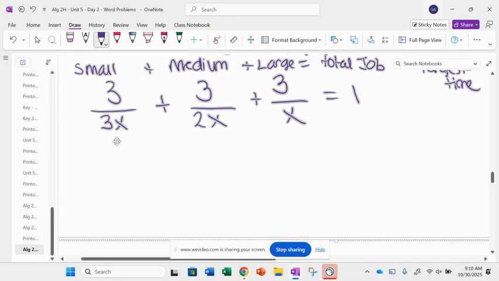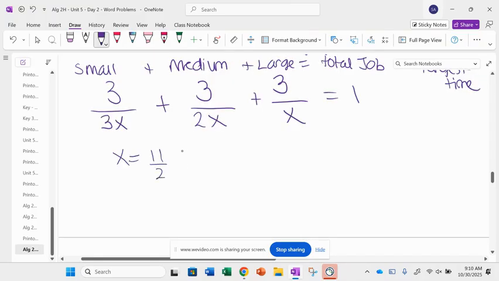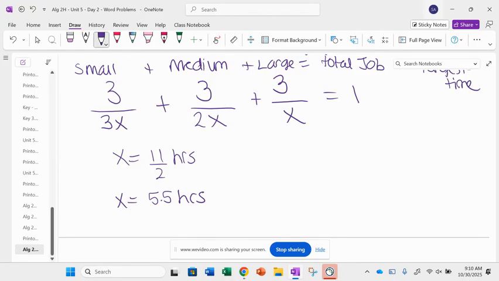If you solve this, we are going to get X is equal to 11/2 hours. If you change this to a decimal, that is 5.5 hours. Would I accept 11/2? Absolutely, I'd accept 11/2. But now let's go back and see what we were asking. How long would it take each pipe to fill the pool? So who's the 5.5 hours?